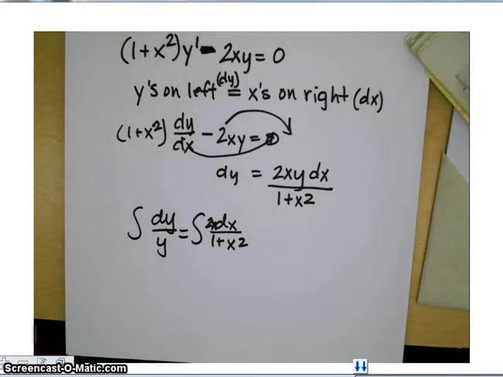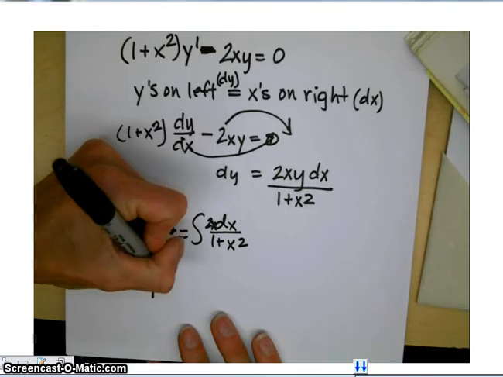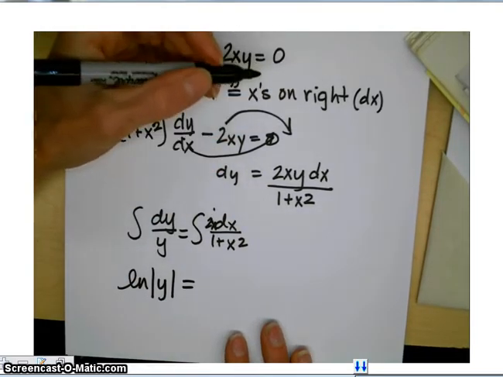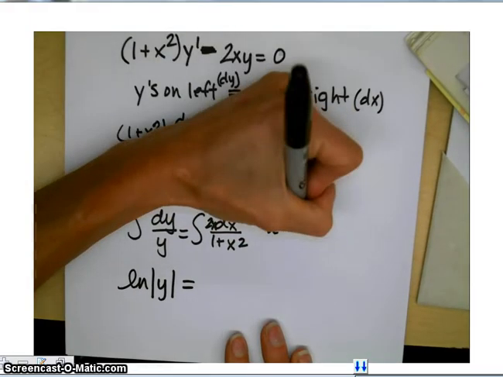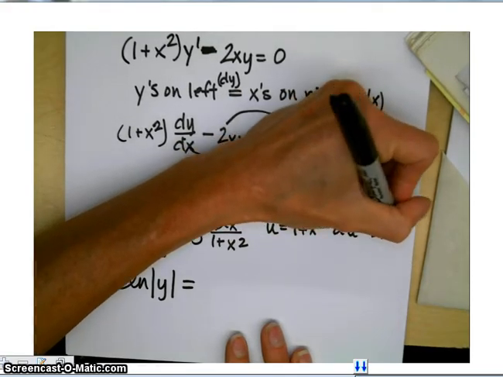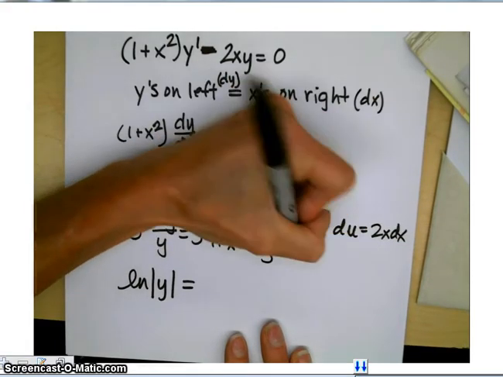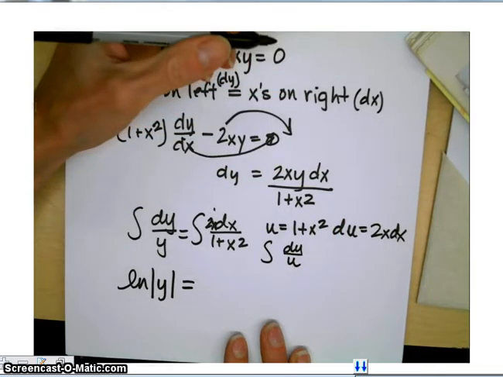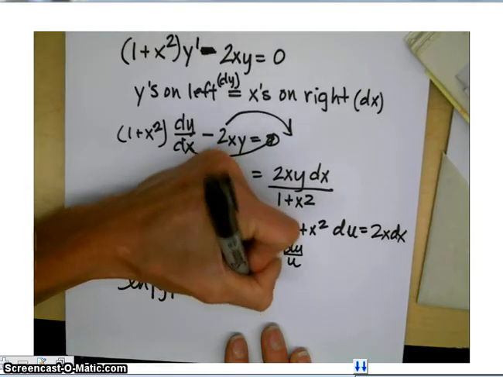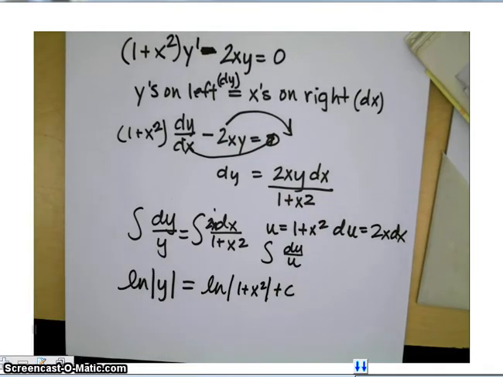So what's the antiderivative of dy over y? Natural log of the absolute value of y equals, how am I going to work that integral out? Substitution, u equals 1 plus x squared, du equals 2x dx. This works out nice. So this becomes the integral of du over u, antiderivative, natural log of the absolute value of 1 plus x squared plus c. I always put the c on the right side. I put the plus c on the side with the x.